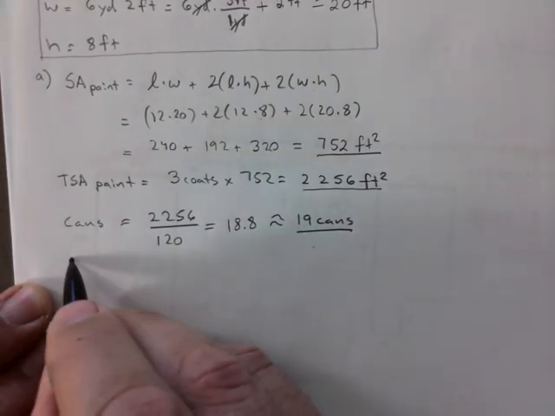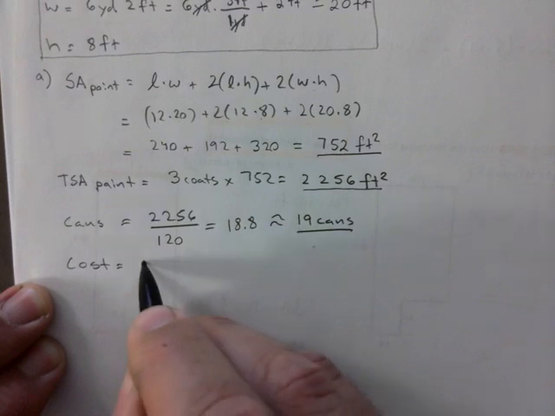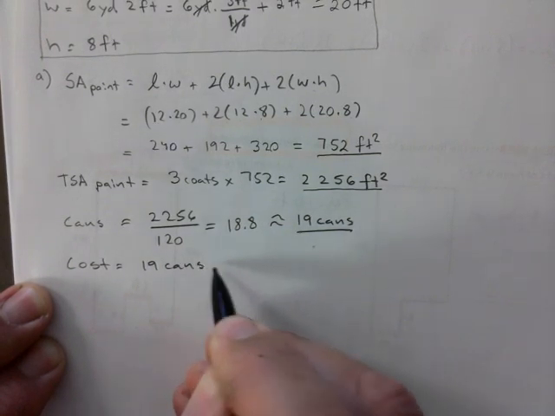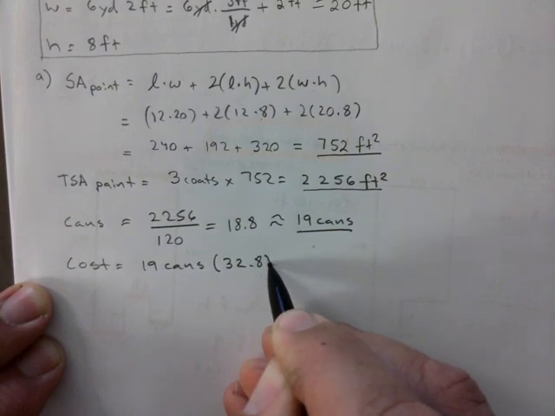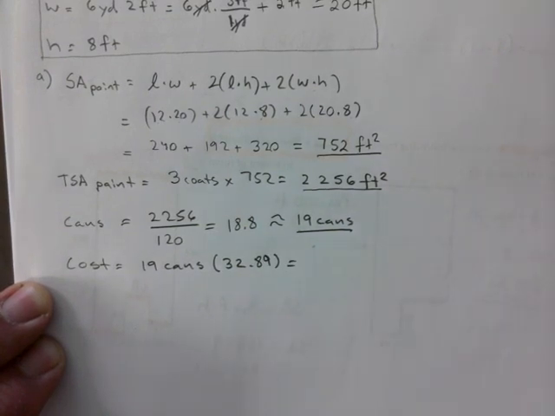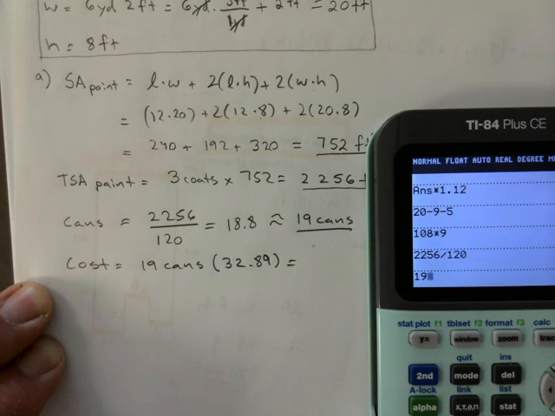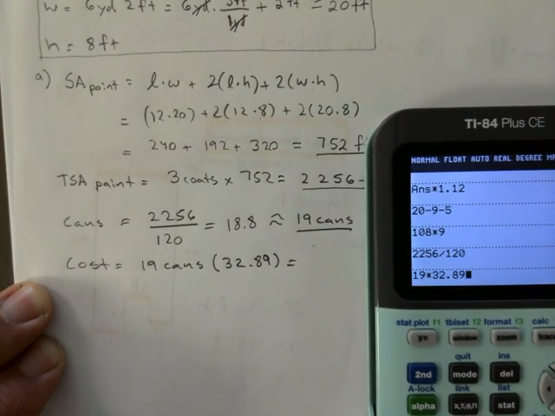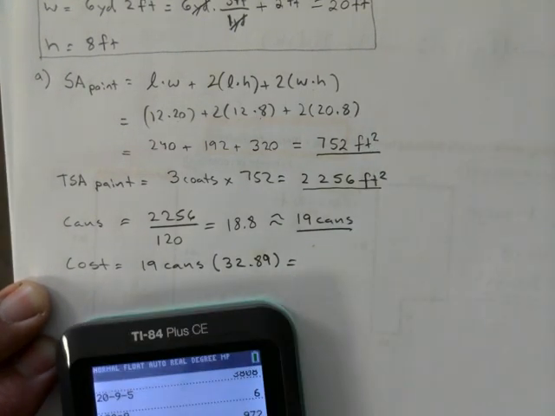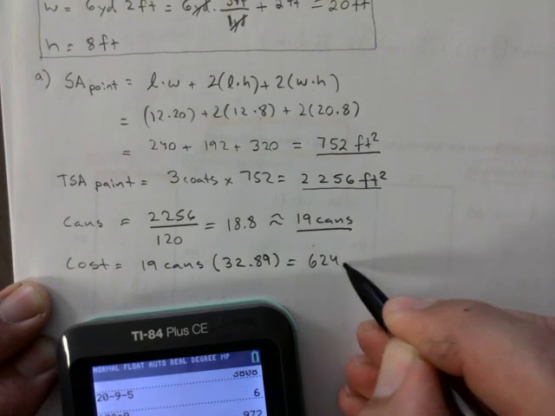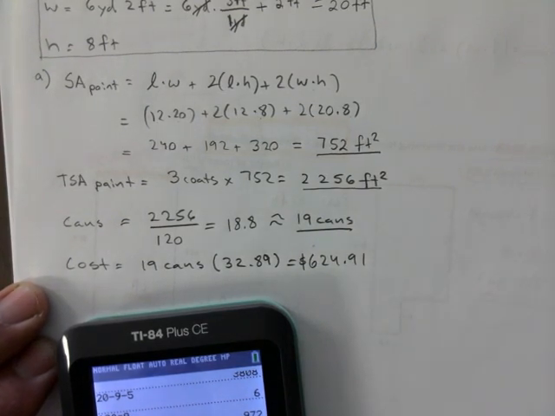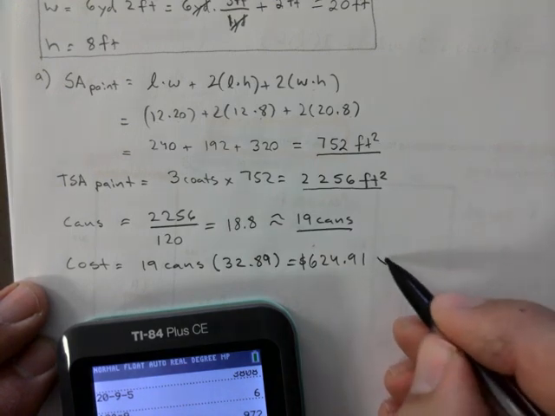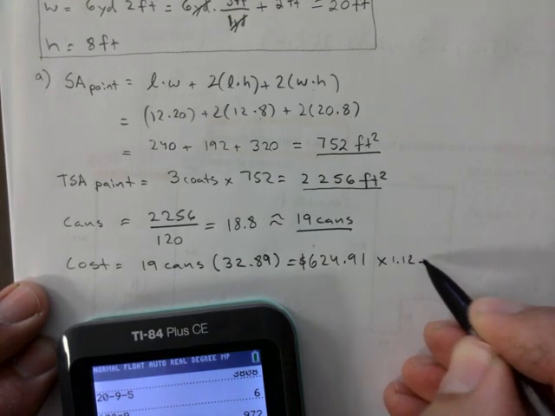And now I'm going to figure out the cost. 19 cans multiplied by 32.89 is $624.91, and make sure you have a dollar sign, right? That's before tax. I'm going to go times 1.12.